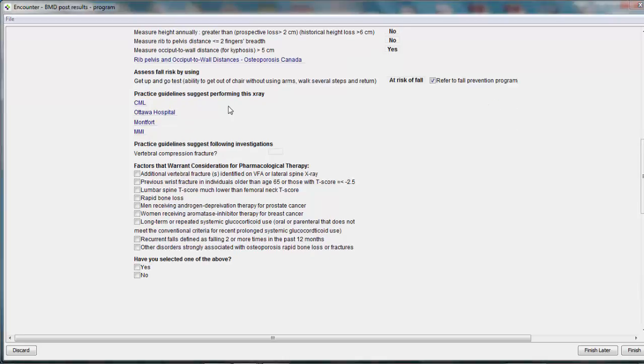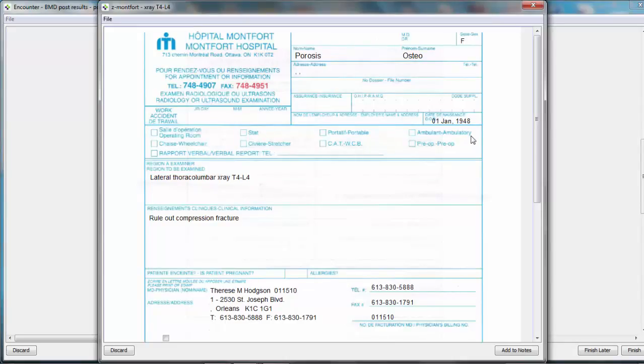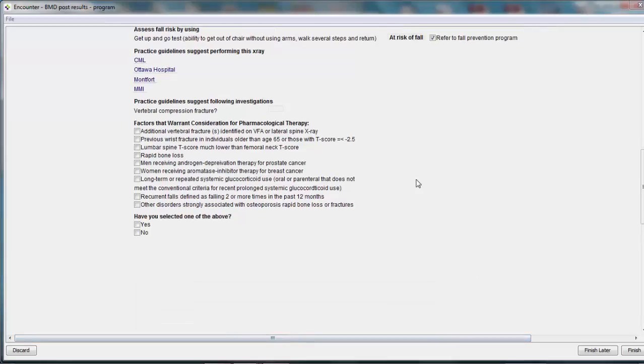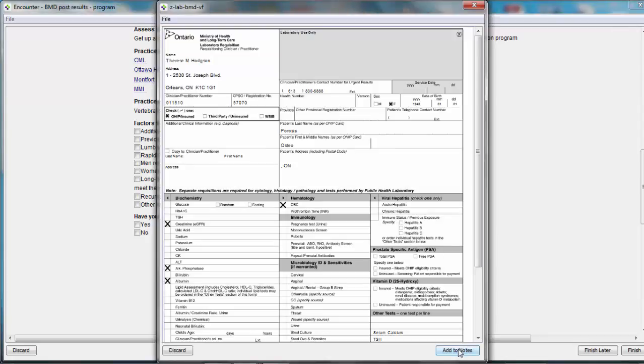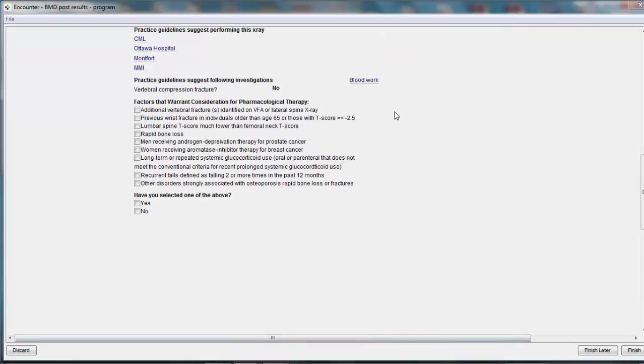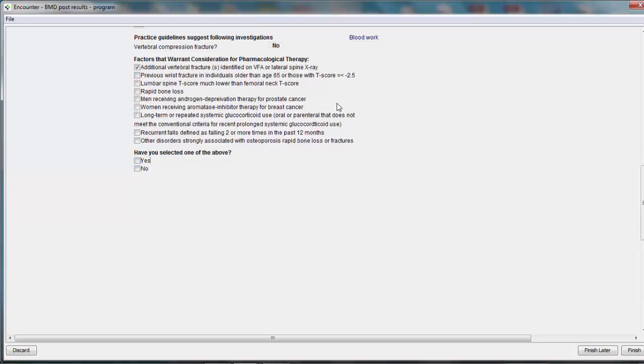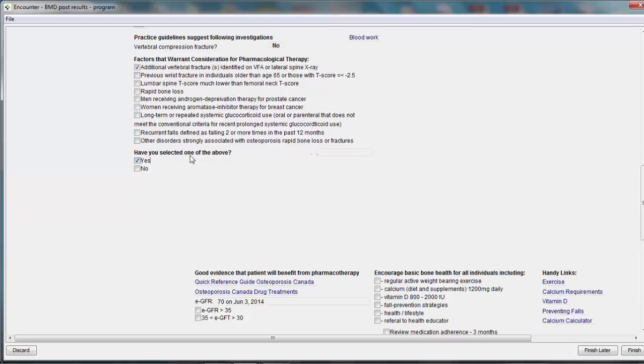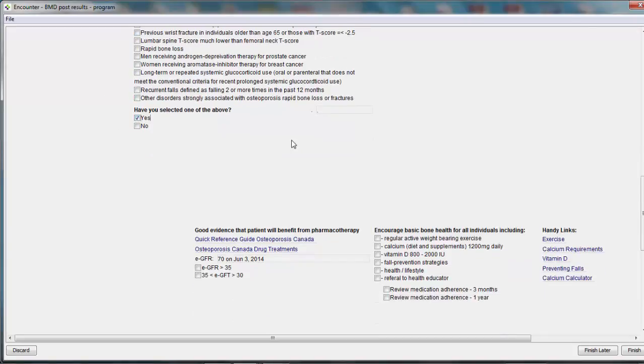The practice guideline suggests that you should perform a lateral thoracolumbar x-ray. When your x-ray comes back, you then assess whether there's fracture, compression fractures or not. And the screening blood test here, you have a pre-populated laboratory requisition. So let's say our patient did have fractures. So we now have selected yes, as based on the questionnaire above.